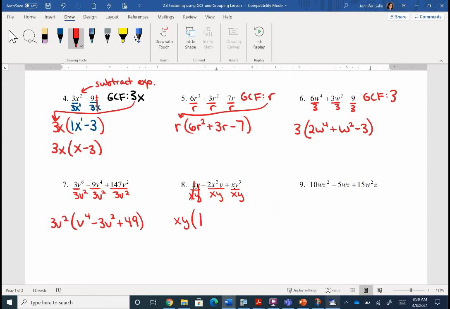When you divide, guys, things don't cancel. They look like they go away because they equal 1. So oftentimes we don't need that 1. But if there's nothing left, we need the 1. Double check the rest of your number 8. And then go ahead and try 9.